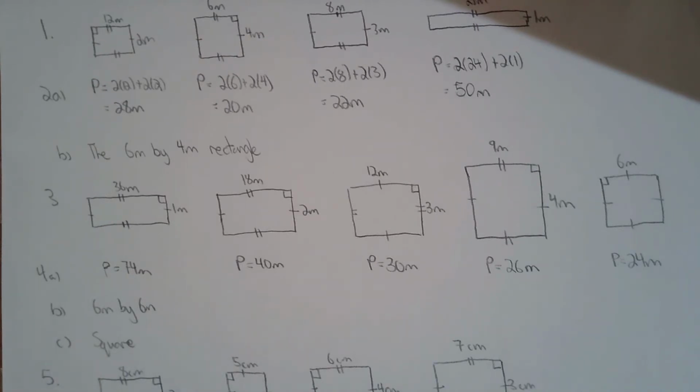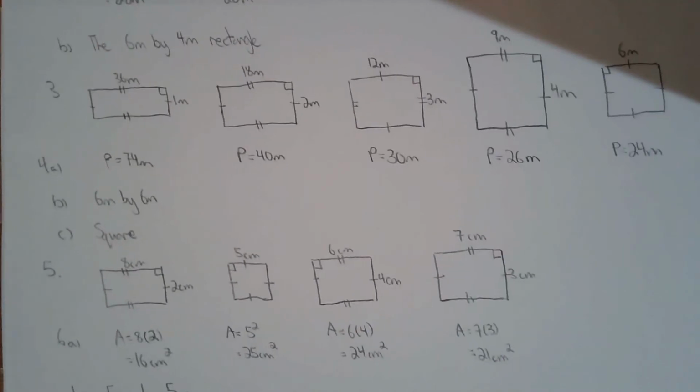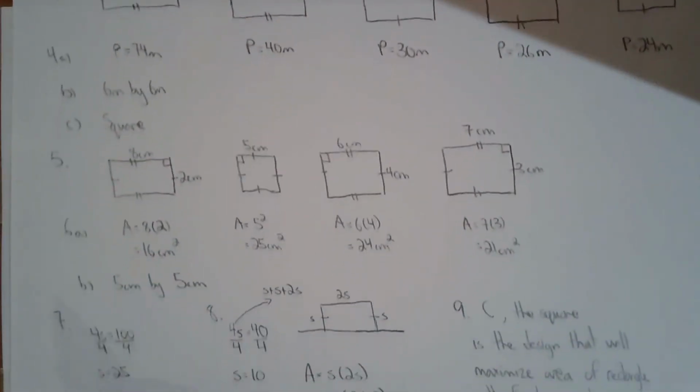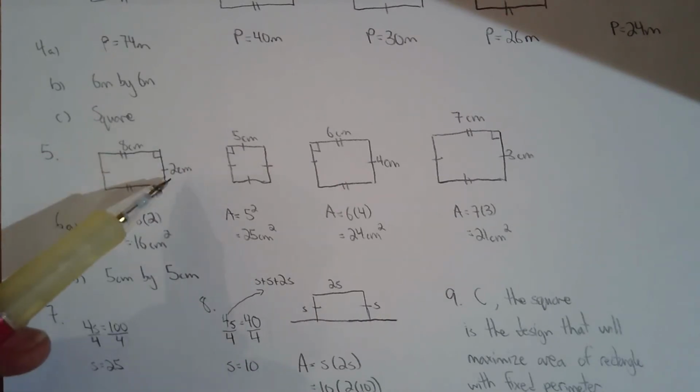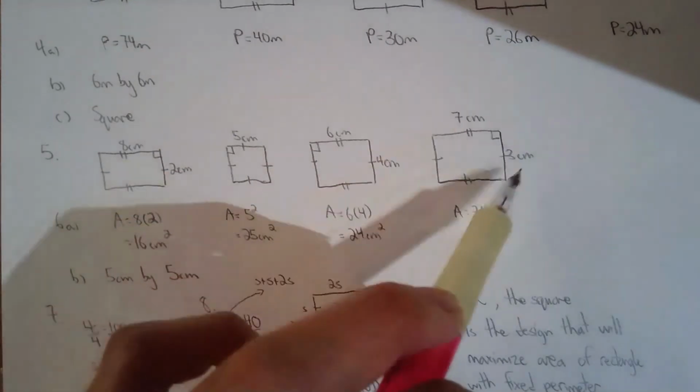For number 5, they asked me to draw 5 rectangles with a perimeter of 20 centimeters, and the side lengths must be whole numbers. So I tried to do a length and width of 8 centimeters and 2 centimeters, 5 and 5 centimeters, 6 and 4 centimeters, 7 and 3 centimeters.